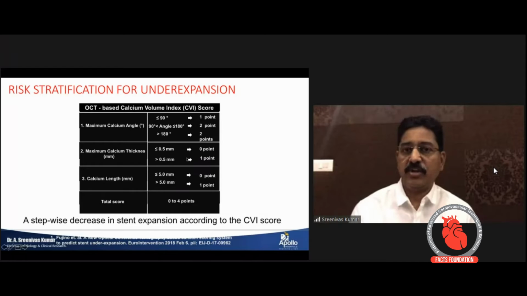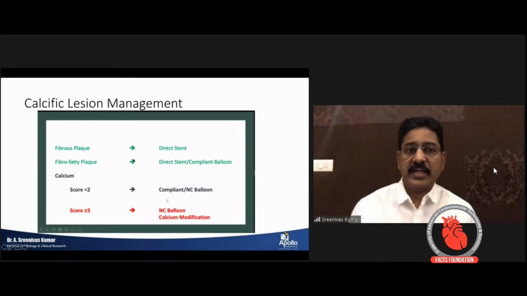That's where I think we are going to use IVL balloons. The calcium length, if it is more than 5 mm, and if all of these are present, like in our case, then it becomes a higher risk and we need to tackle it in a better way. And as this shows, if it is mild to moderate calcium, we could get away with NC balloons.